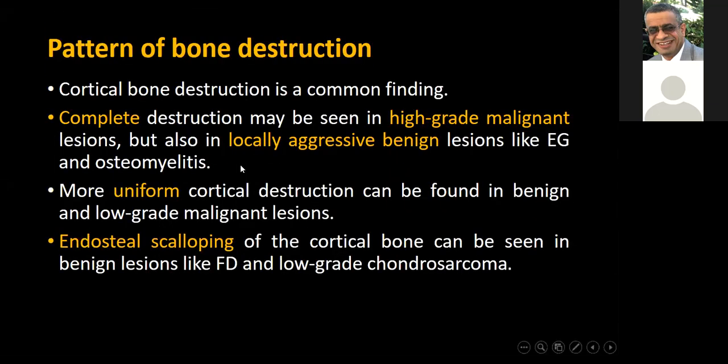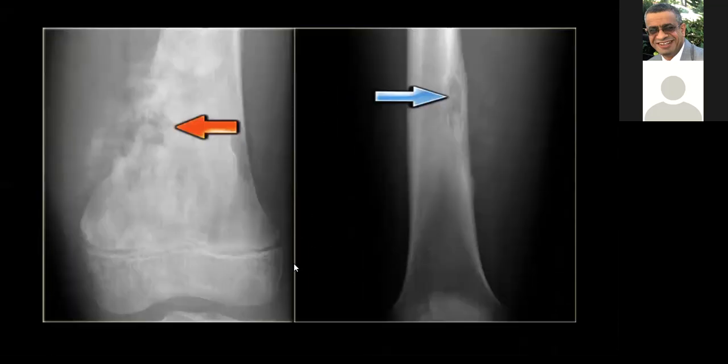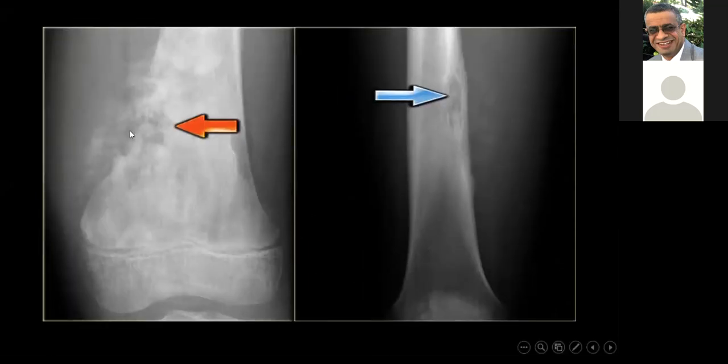The pattern of bone destruction: complete destruction may be seen in high-grade malignant tumor, but also in locally aggressive benign tumor and infection like osteomyelitis. More uniform cortical destruction can be seen in benign and low-grade malignant lesions. The endosteal scalloping that we said before is one of the cortical bone patterns that can be seen in benign lesions like fibrous dysplasia and low-grade chondrosarcoma. This is a type of cortical destruction with aggressive type in a case of osteosarcoma. Whereas this type is destruction with multi-layered aggressive periosteal reaction in a case of Ewing sarcoma.